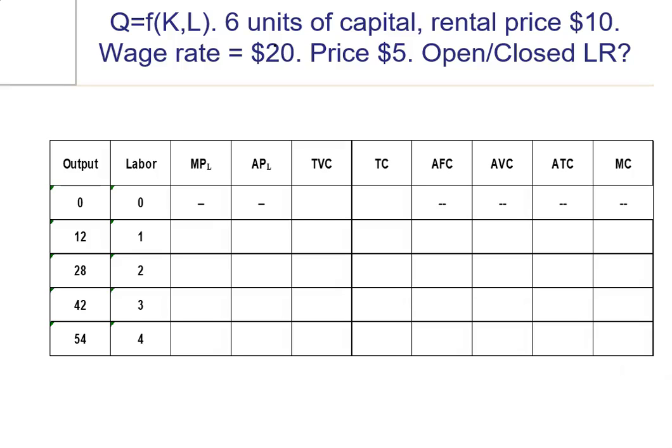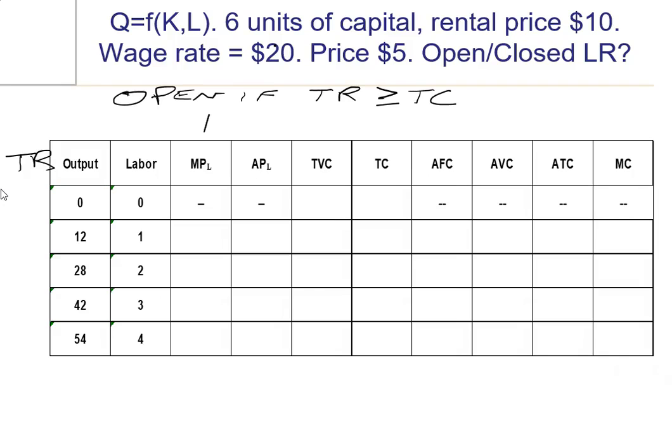And let's write down that decision rule. A firm will be open in the long run if its total revenue is greater than or equal to total cost. So we need to calculate then two columns of information, a total revenue column and a total cost column.